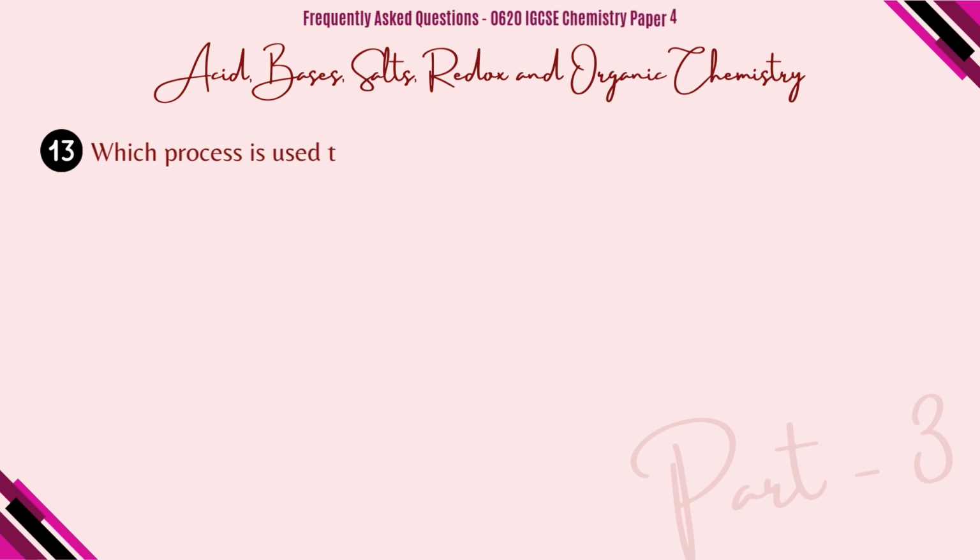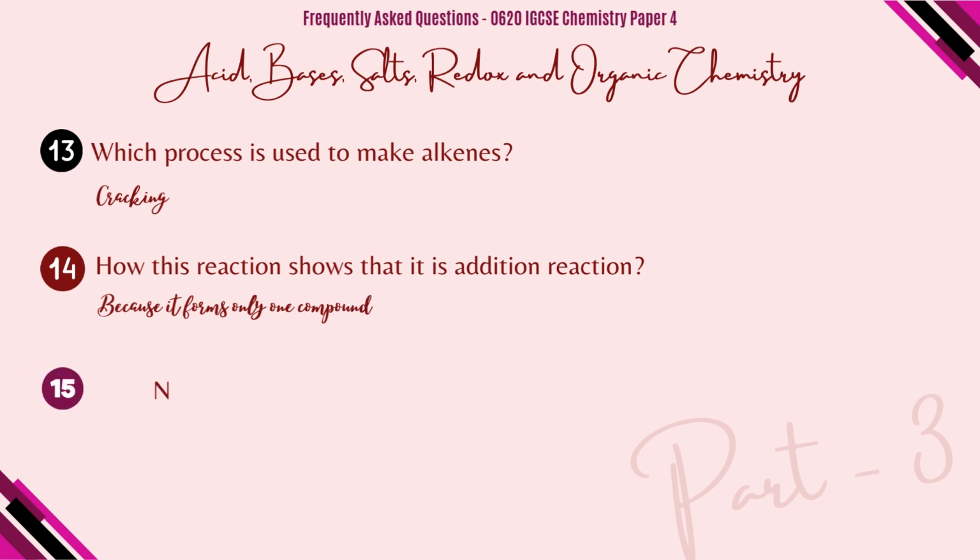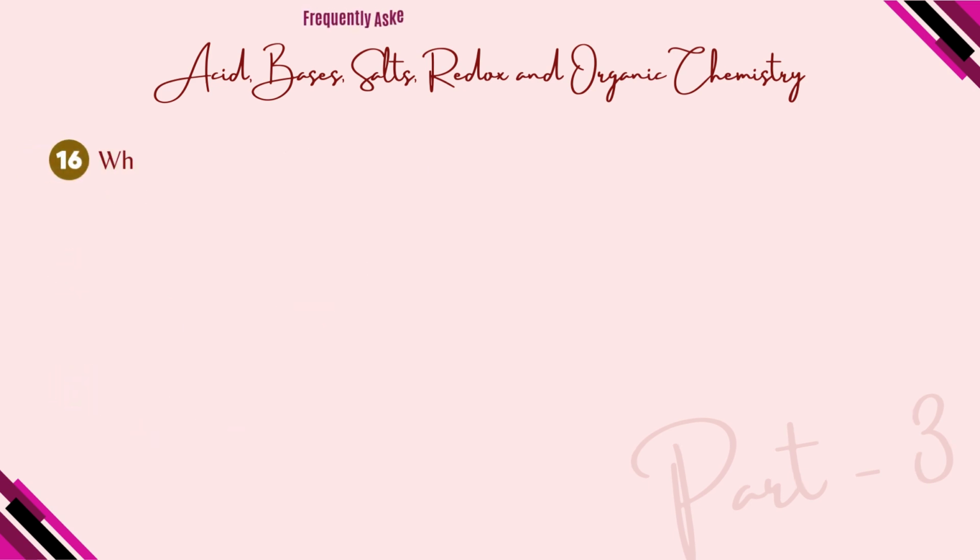Question number 13. Which process is used to make alkenes? Cracking. Question 14. How does this reaction show that this is an addition reaction? The answer is that the reaction is an addition reaction if it forms only one compound. In an addition reaction, no byproduct is formed. Question 15. Name a polyester. Terylene.